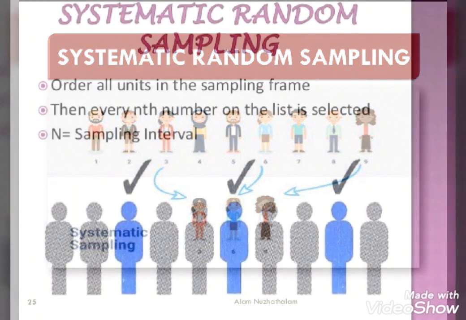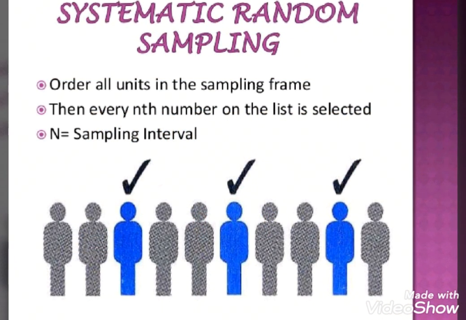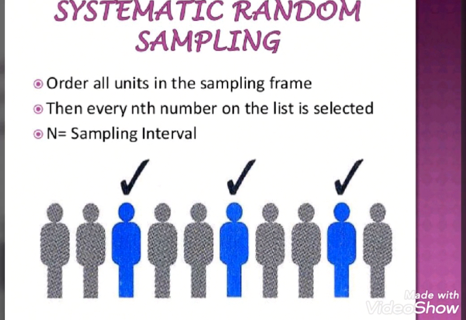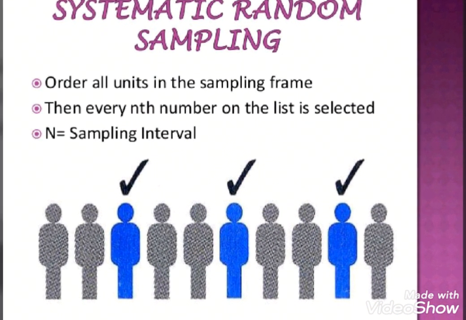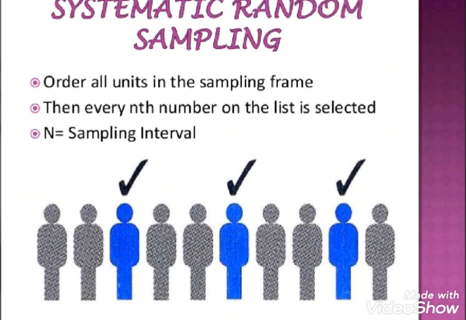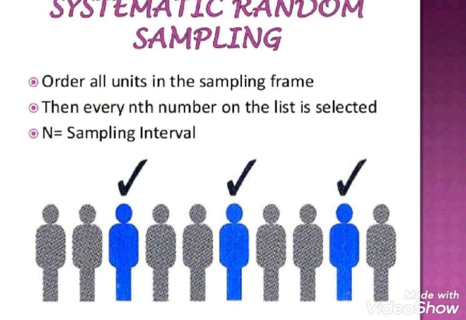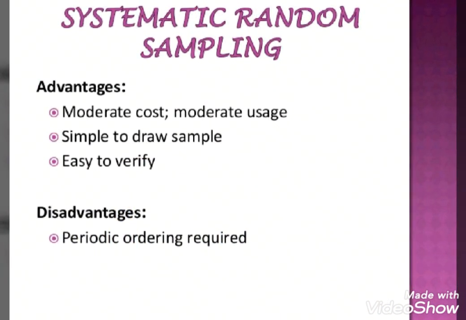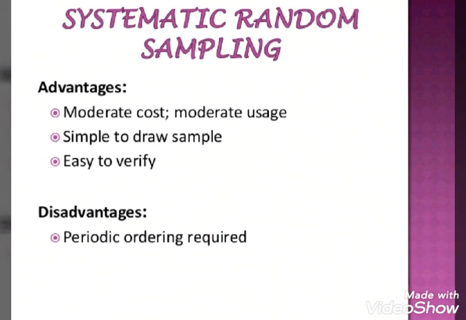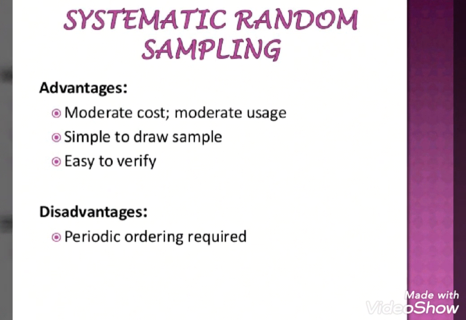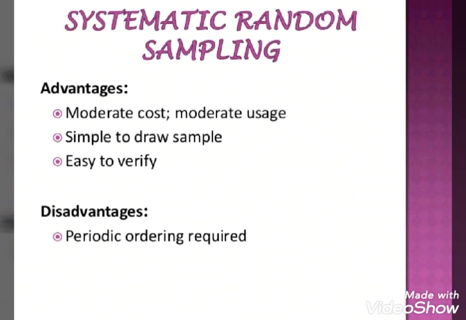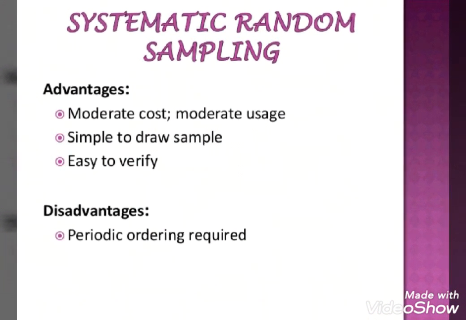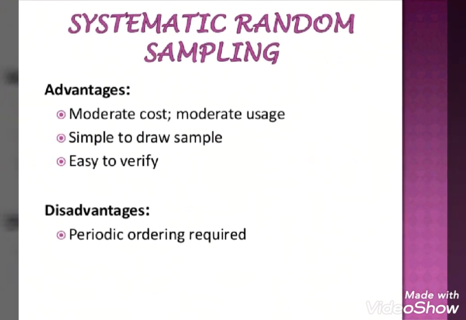Let's see systematic random sampling. It orders all units in the sampling frame, then every nth number on the list is selected, using the sampling interval. So this is your systematic random sampling technique. Then advantages are moderate cost and moderate usage, so it is not so costly. It is simple to draw a sample, very easy to select your samples, and easy to verify. You can easily cross-check your samples. Then disadvantage: periodic ordering is required. So periodic ordering is needed, that is you can only select on the third one, that is the 10th number.